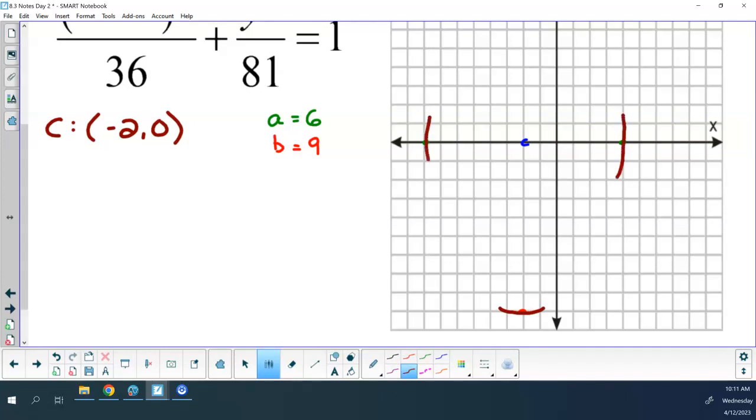Now, just like circles, it's not a diamond. You know what I mean?